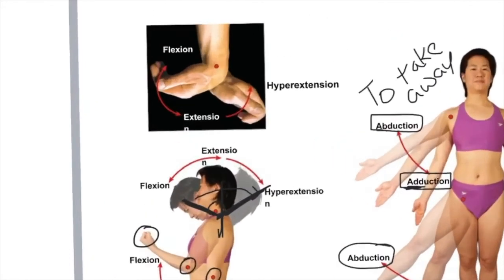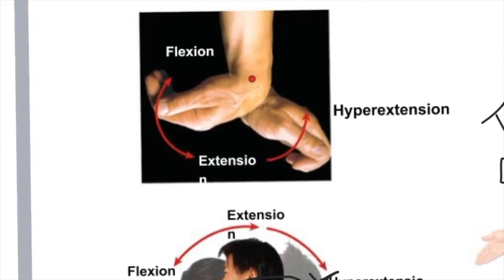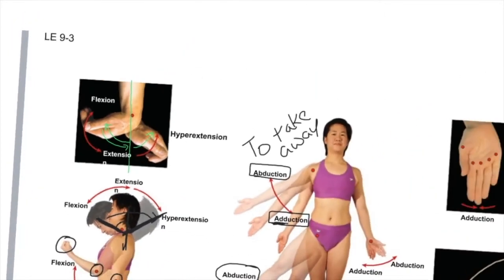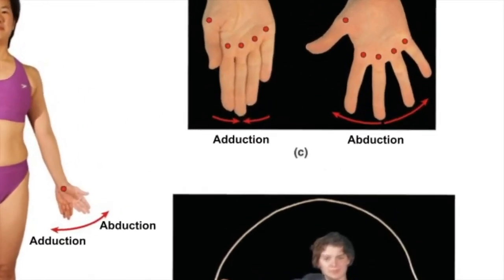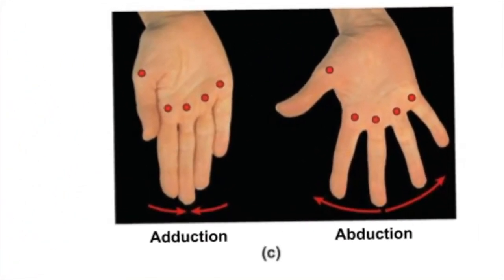This is showing flexion, extension, and hyperextension of the wrist. So again, this is the 180 degree angle, and then we flex it, and then we bring it back to anatomical position, and that's extension. Then we take it beyond anatomical position, and that's hyperextension. Okay. Here's abduction and adduction of the hand. When you're bringing all the fingers close together, that's called adduction because you're adding them all together. And when you're spreading them apart like this, that is called abduction. You're abducting, taking them away from each other.